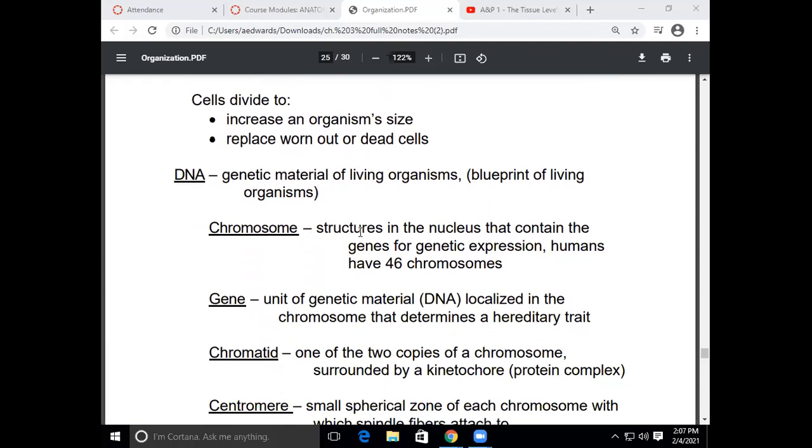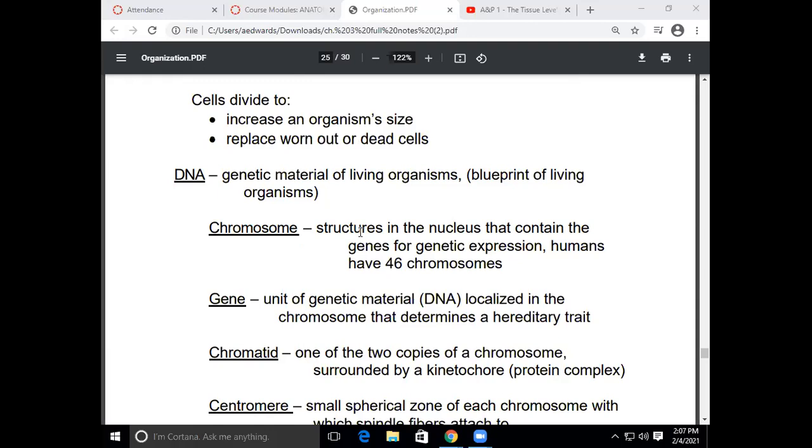All right, so again, DNA, remember deoxyribonucleic acid, that's our genetic material in our living organisms. It's our blueprint for who we are. And what are chromosomes? Chromosomes are structures inside your nucleus, and they contain the genes for what we call genetic expression. When we say expression, we're talking about making protein. The process of transcription and translation is basically how the DNA expresses itself.